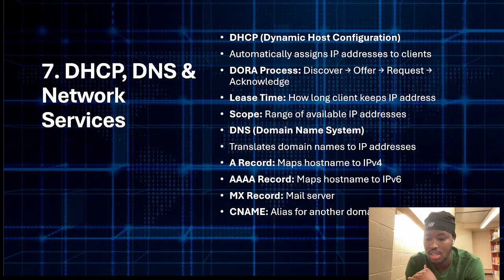Key DNS record types include A records that map hosts to IPv4 addresses, AAAA records for IPv6, MX records that point to mail servers, and CNAME records that create aliases. Both DHCP and DNS are critical services. If either one fails, your network users will have very, very big problems.